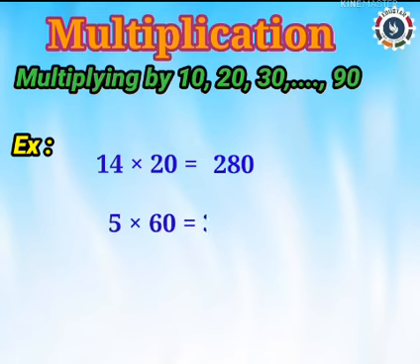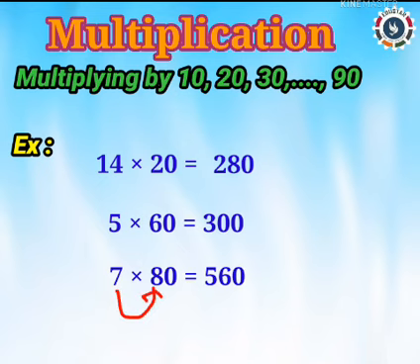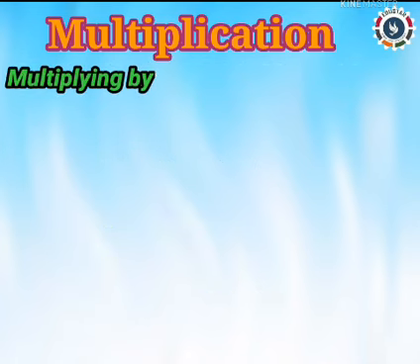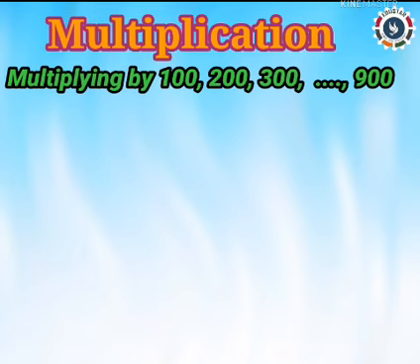5 into 60. On multiplying 5 by 6, we get 30. Now put this 0 to the right side. The answer is 300. 7 into 80. On multiplying 7 by 8, we get 56. Put this 0 to the right side. That is 560. Next topic is multiplying by 100, 200, 300 up to 900.